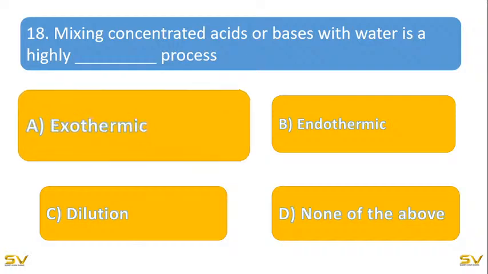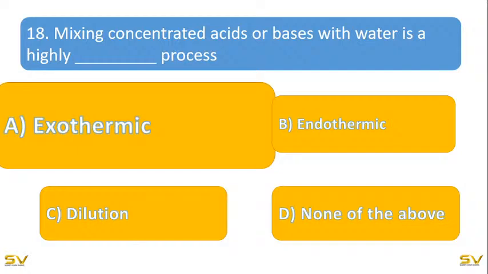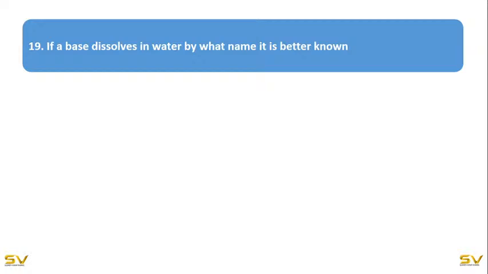Yes, it's option A only, ma. A is correct because when you add acid or base with water, a lot of heat is liberated. It is called an exothermic process, and we can call it dilution also. But heat is liberated, so exothermic process. That phenomenon is called dilution. Okay, right. Now coming to the next question.